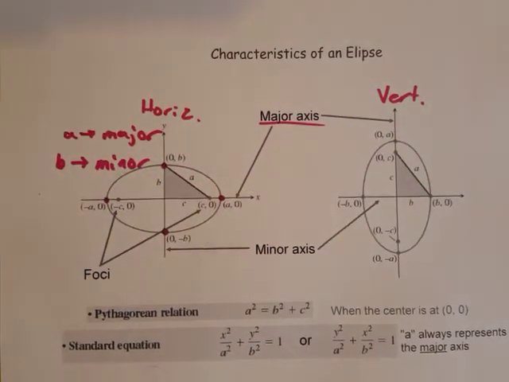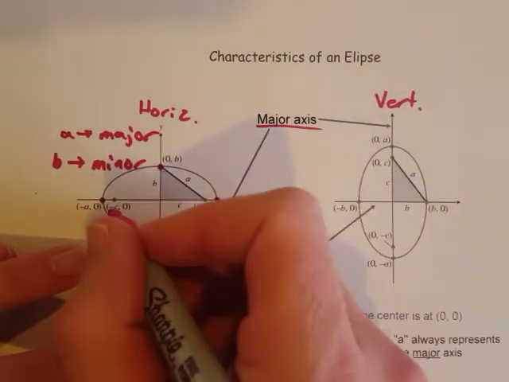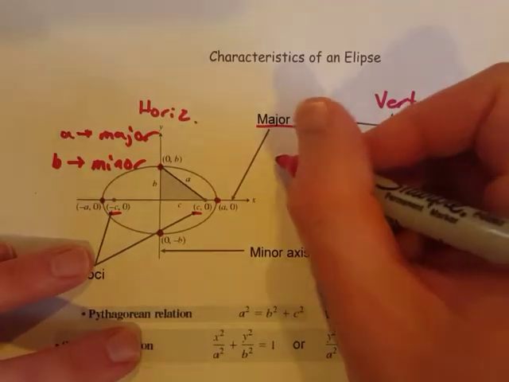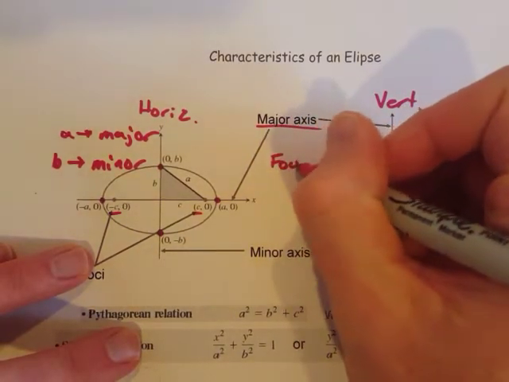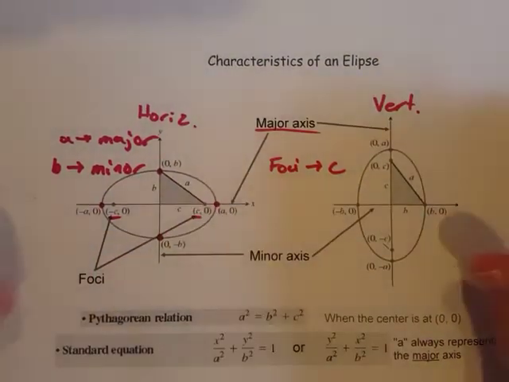The only other letter that we'll notice here is we've got C. C refers to the foci. So when we're talking about the foci, we're going to be using the variable c.